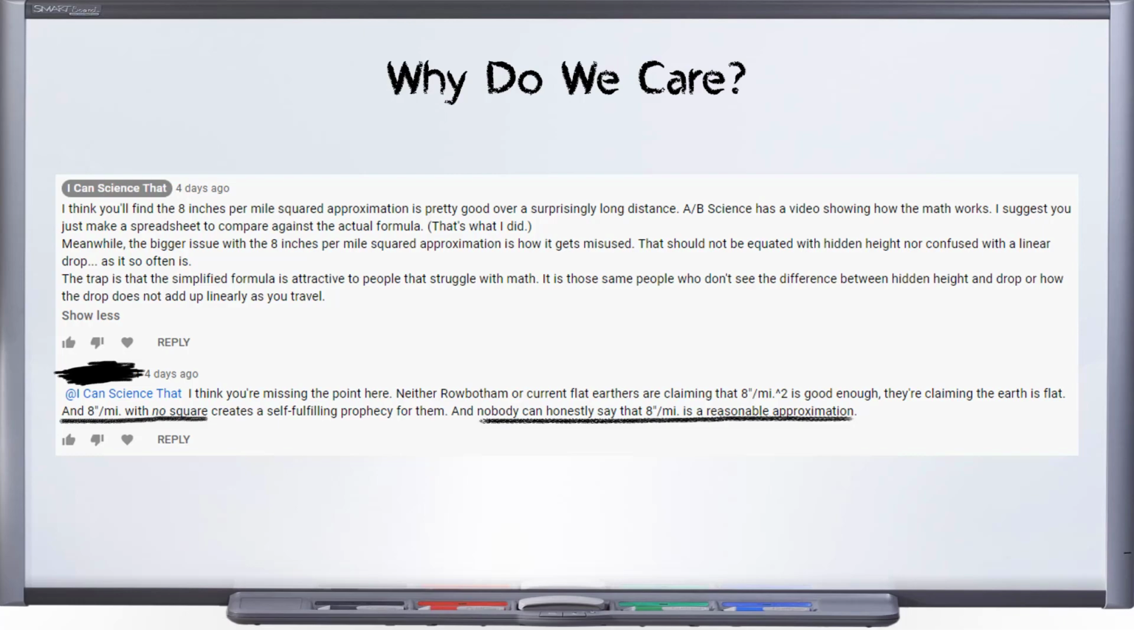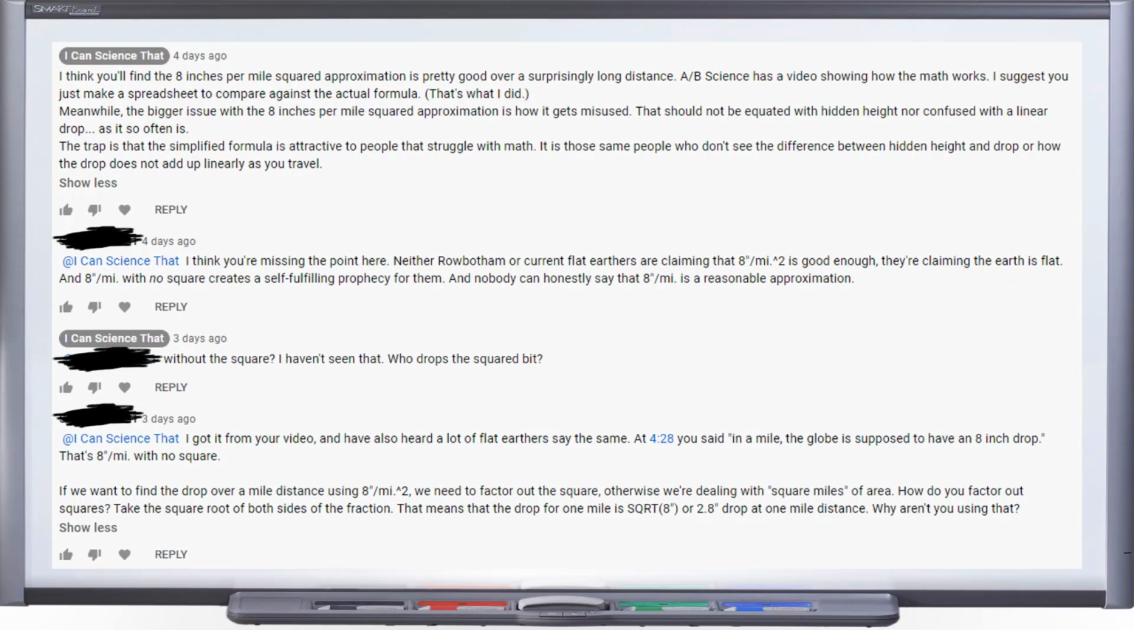You have to take the distance and then you square that distance and then you multiply that by 8. And I point out AB Science's video and that you should do that. And I suggested just make a spreadsheet, as you saw that I have now done and published as well. And then I go on to explain the difference between hidden height and drop height is really what we should be focusing on, not whether 8 inches per mile squared is okay. But what is the answer?